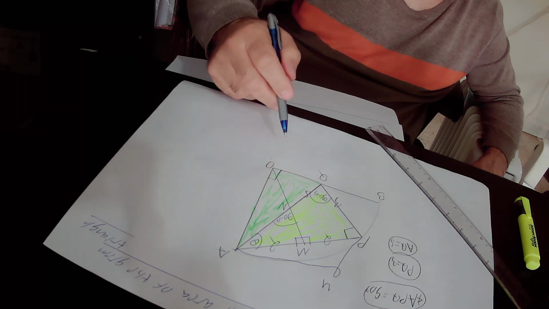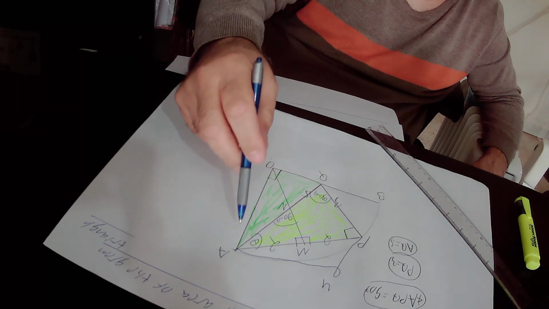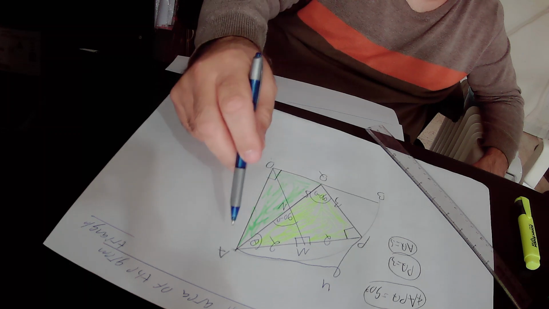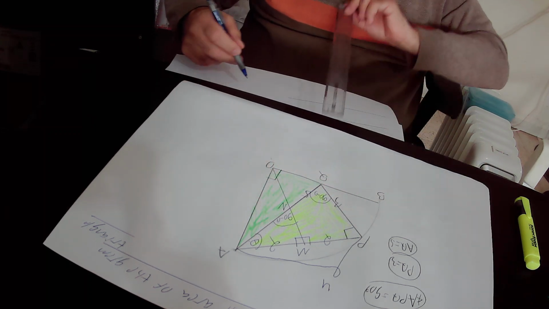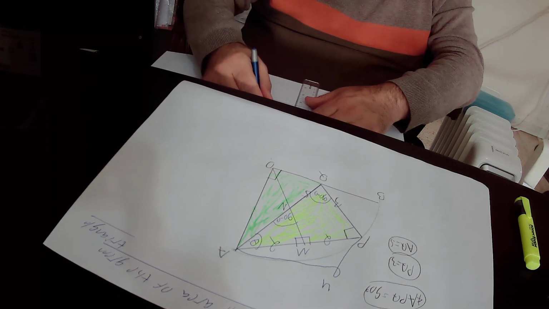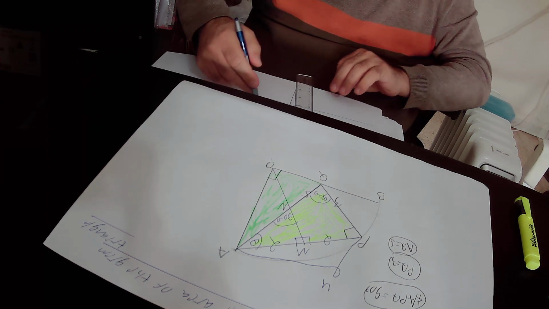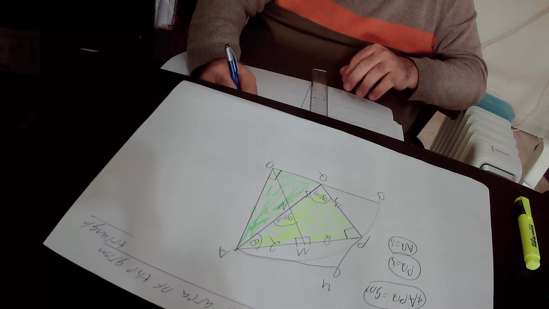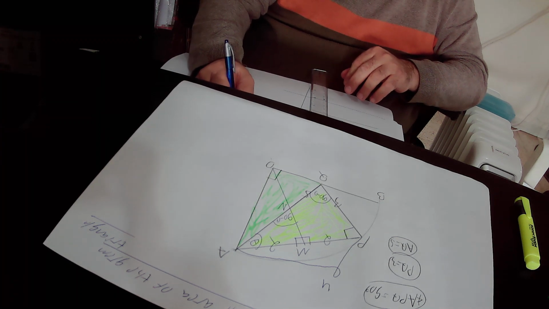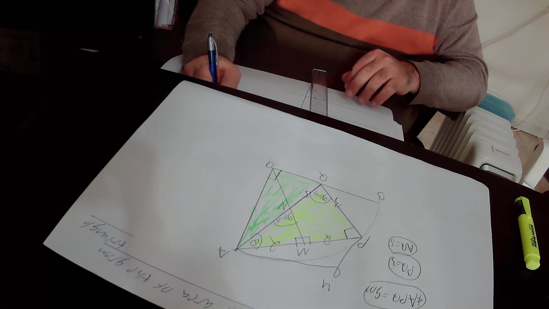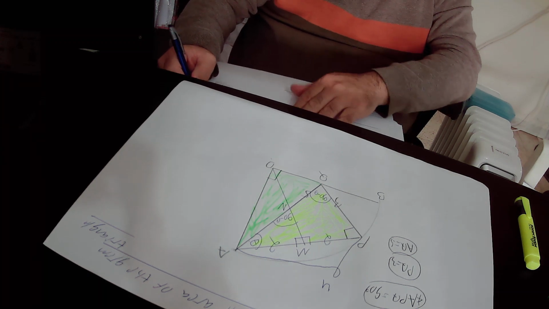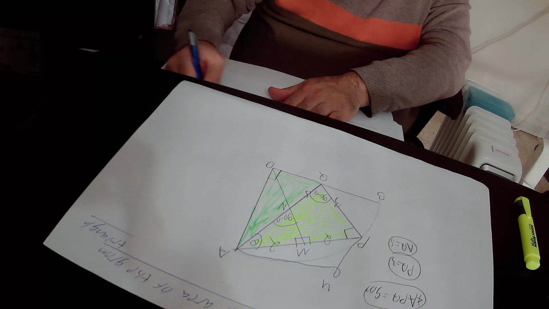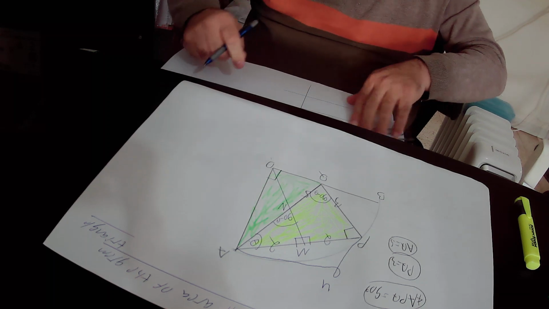In the next step, we'll prove that the small right triangle AMN is similar to the big right triangle APQ. So the big triangle APQ is similar to the small triangle AMN. So why are those two right triangles similar to each other?